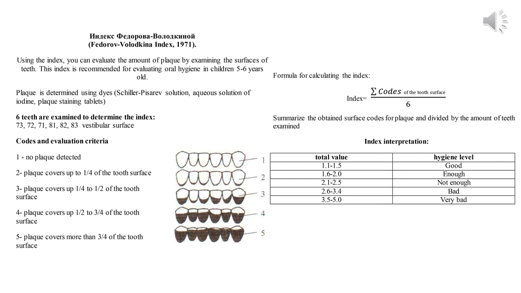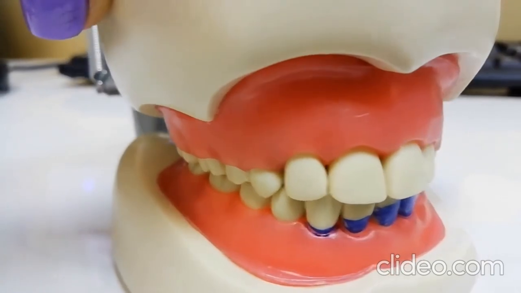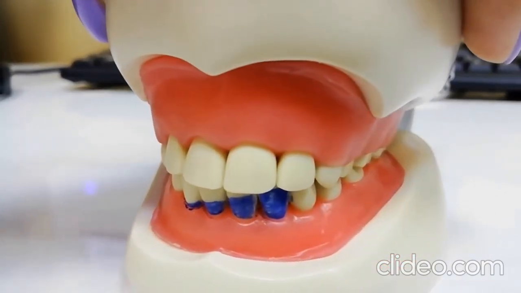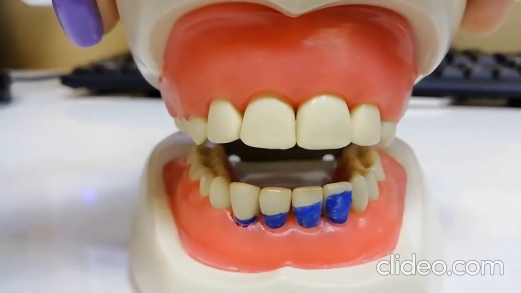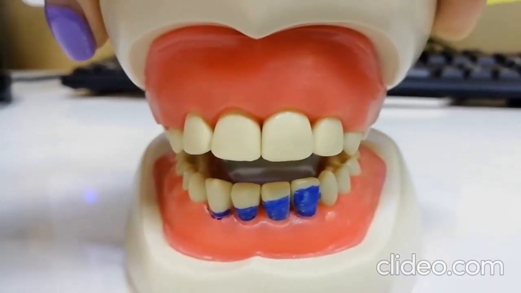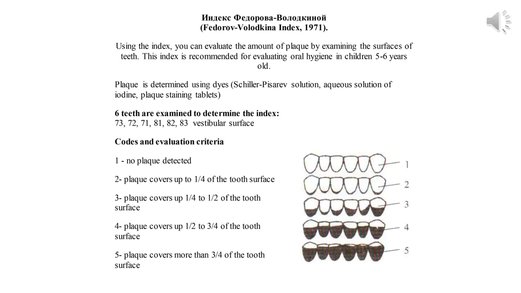The Fedorov-Volodkina index is calculated for children from 4 to 6 years old. In order to determine this index, the teeth must be stained with a dye. For staining the teeth, we can use coloring tablets or solutions, such as Schiller-Pisarev aqueous solution of iodine, etc. We paint the 6 lower anterior teeth from canine to canine: canine, lateral and central incisor on the left, and central and lateral incisor and canine on the right. If there is plaque on the teeth, it will turn brown or purple, depending on which dye you choose.